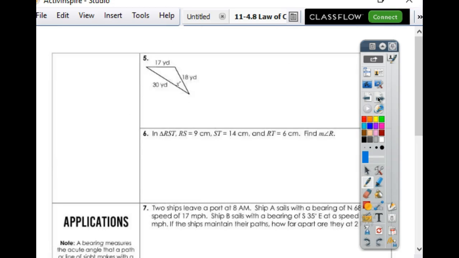Okay, so let's do number 6. Draw your triangle the way you think it's going to look. So I'm trying to find angle R, correct? Which side has to go by itself? The 14.